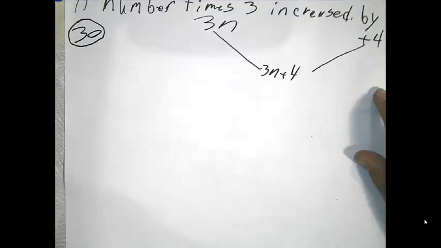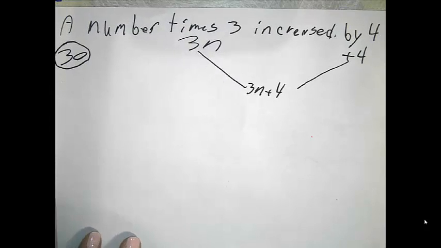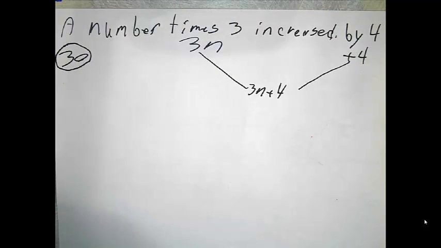I did problem number 30. You change a number times 3 into 3n, and you change increase by 4 into plus 4 to get 3n plus 4.